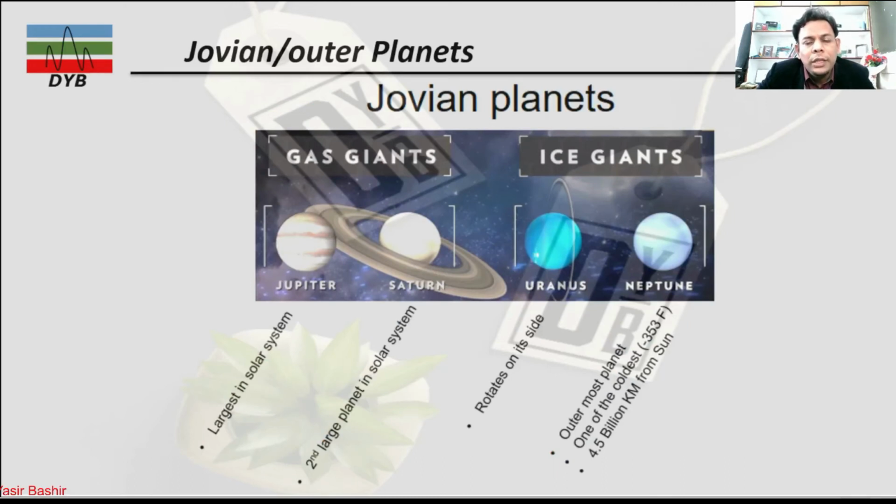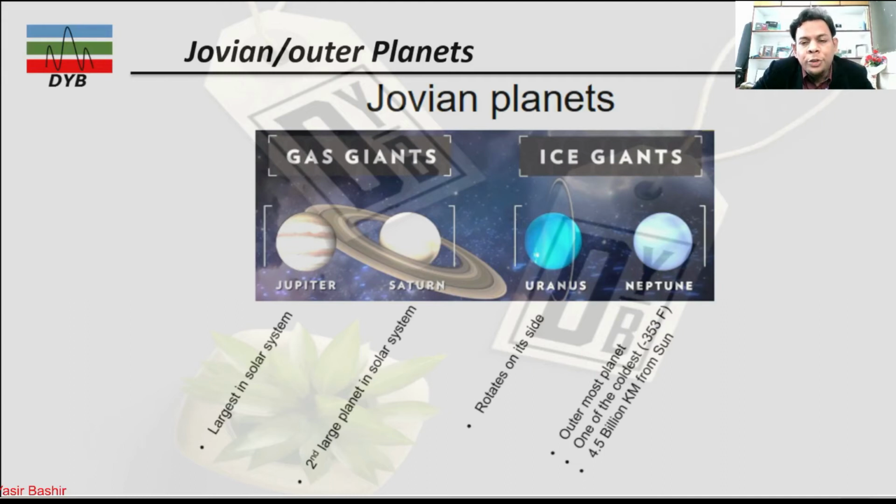Further moving into the planet descriptions, if you look at Jupiter, the main feature of Jupiter is that it's the largest planet in the solar system, and Saturn is the second largest planet in the solar system and the only planet which has rings around it.